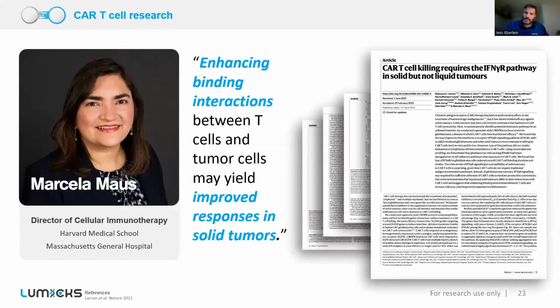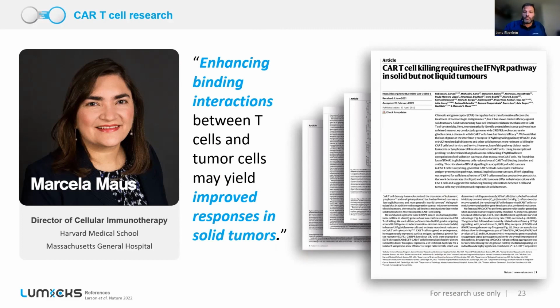Another example here, also from Marcela Maus's lab, one of the first early adopters here in the US, is around avidity escape. This is work done in her lab and published in Nature earlier this year, I think in April. She was interested in tumor escape mechanisms of solid tumors. One of the issues, as most of you might know, is that it's somewhat easier to design CAR-T therapies for liquid tumors, but for solid tumors, we haven't gone that far yet. So there's a lot still to be done.